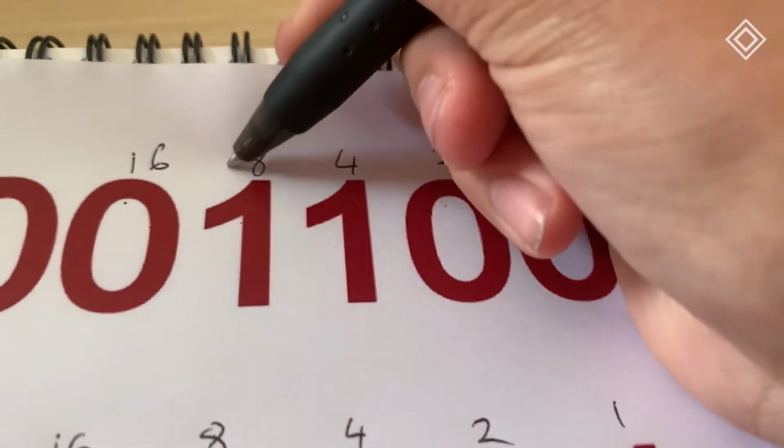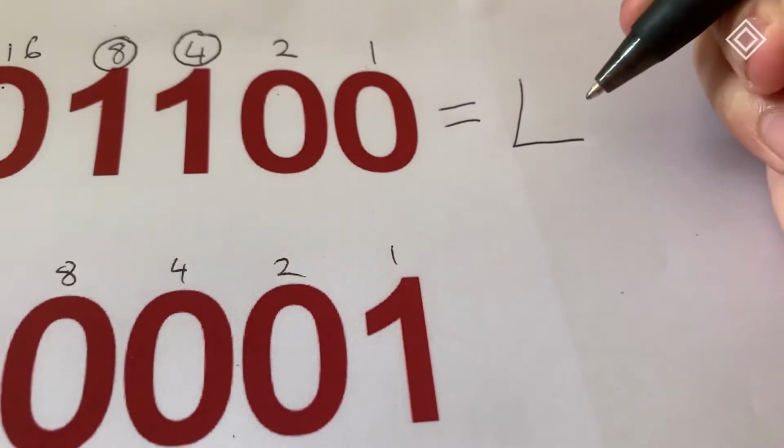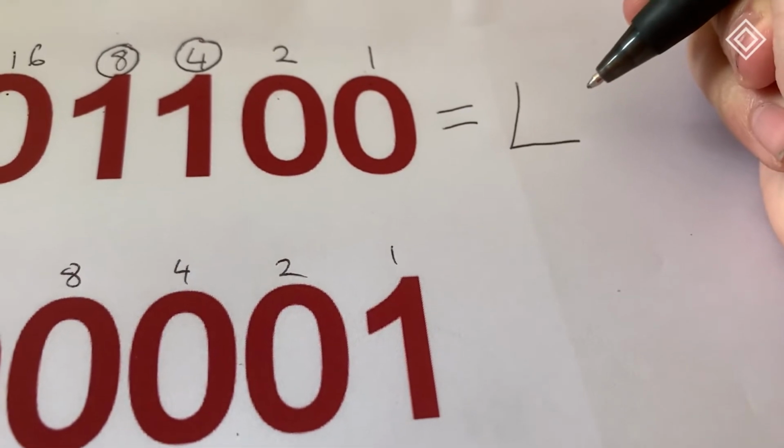Now we look at the ones that have got a 1 underneath them, so it has a value. So what we've got is 8 and a 4. We add them up, and that gives us 12. And how this works is A equals 1, B equals 2, C equals 3, D equals 4, all the way on to 12 equaling L. So our first letter equals L. It's a capital because it starts with 010. Okay, so now we move on.